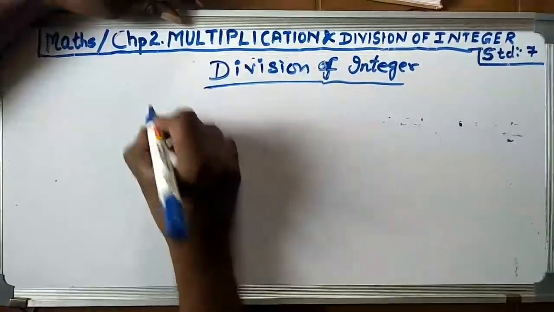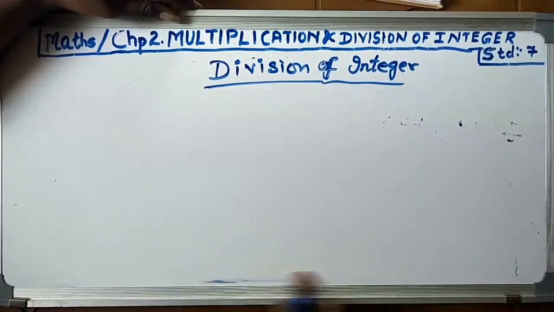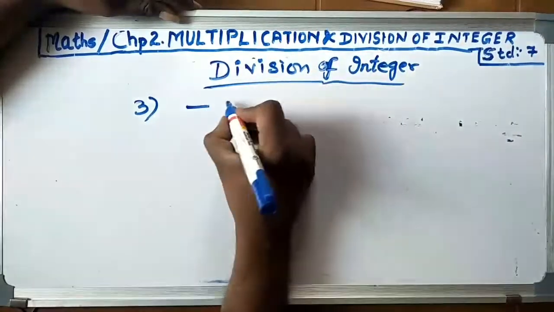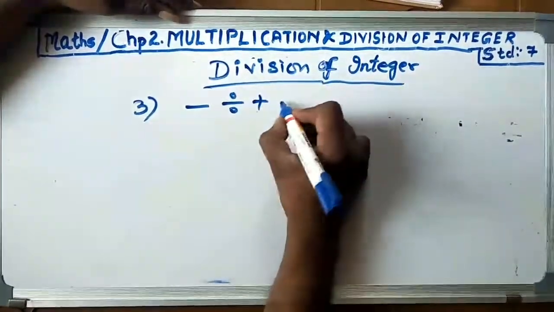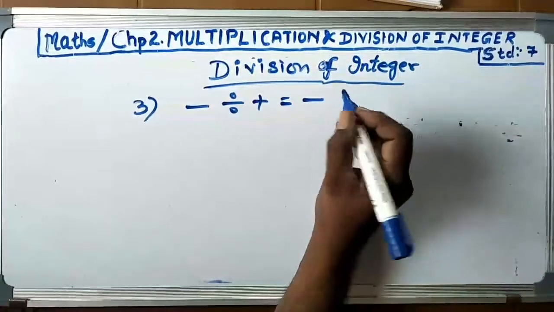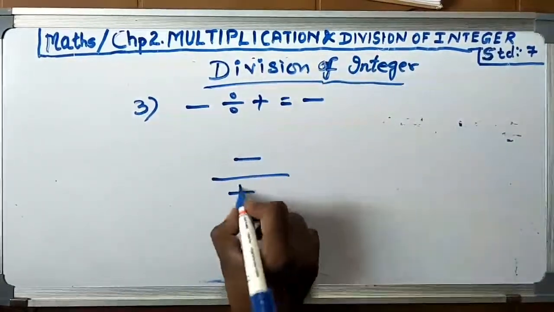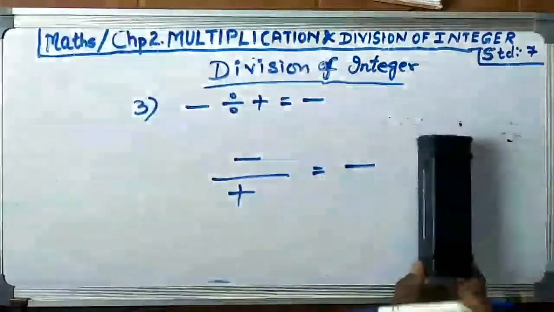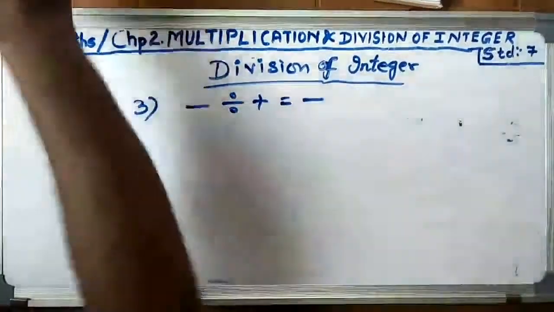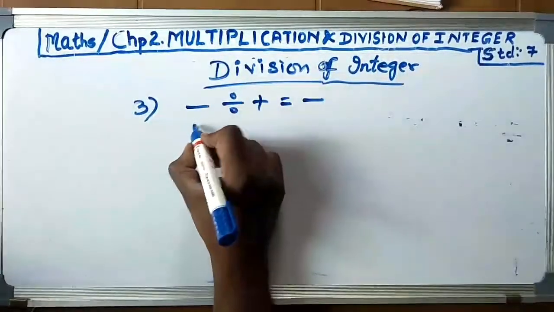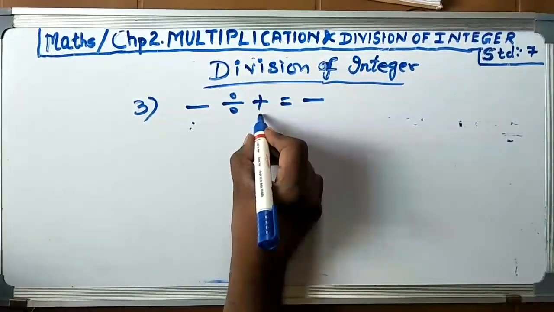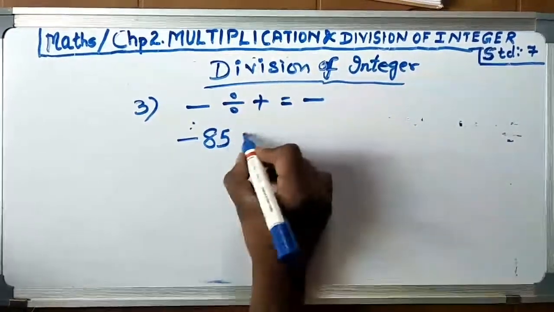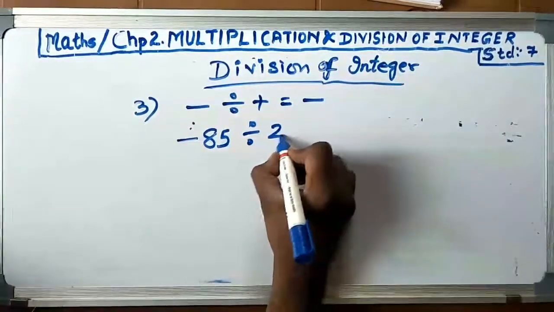So this is the second golden rule. Next, the third one. Minus divided by plus, that is equal to minus. In the answer you have to write minus. Let's do some examples. On the left side minus, right side positive sign. I'll take minus 85 divided by 20.